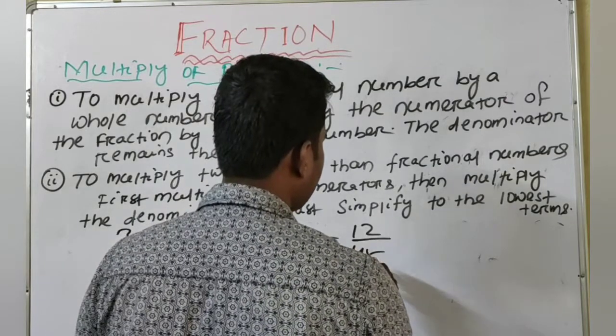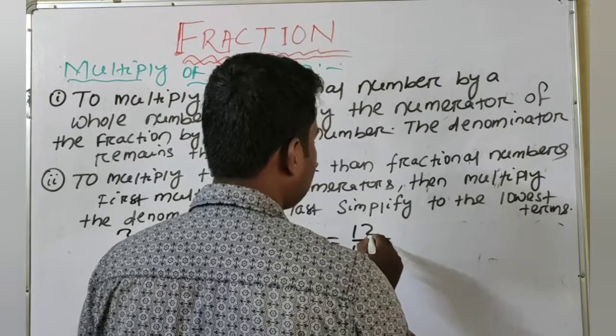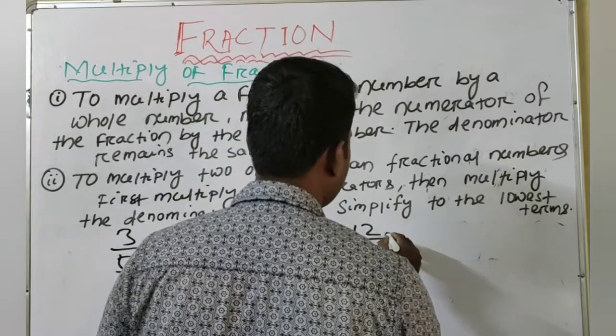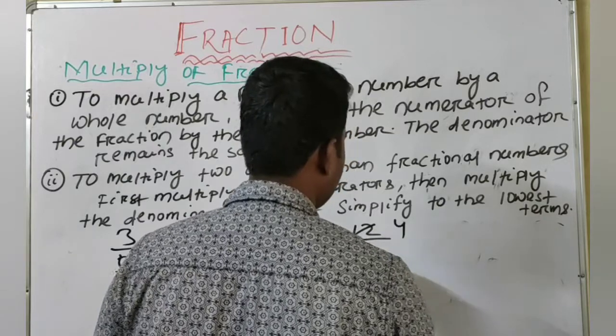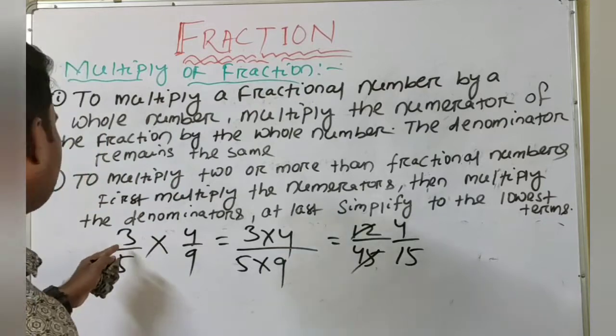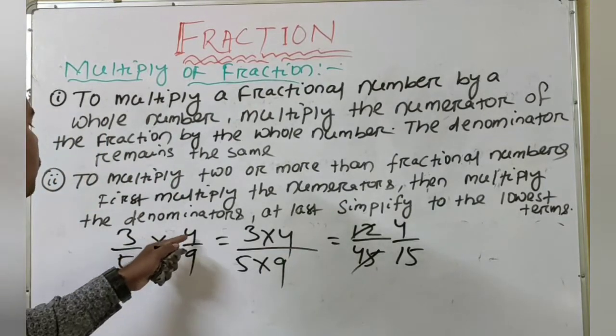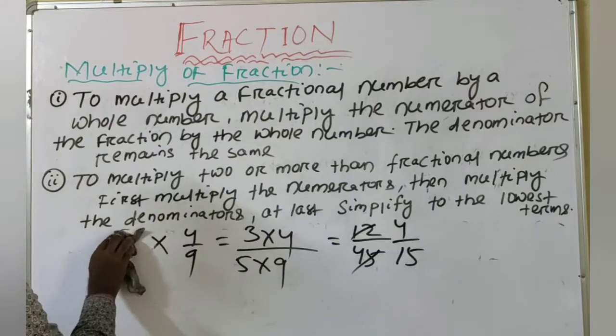12 and 45 have only one common factor, only 3 is the common factor, so we can divide or cancel out by 3. It will be 4 and 15. So when we multiply 3 by 5 into 4 by 9, it will be 4 by 15. Next we will take another example.